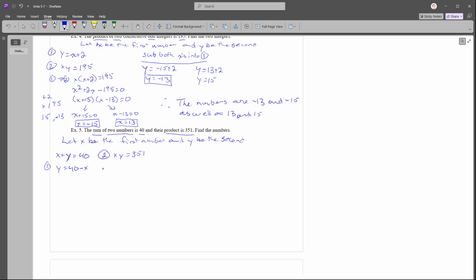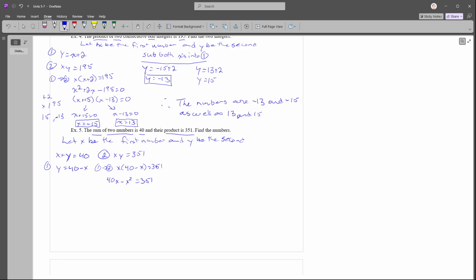Well, let's substitute our 1 into 2. So we end up with x times 40 minus x is equal to 351. So let's multiply that through and distribute. So we end up with 40x minus x squared is equal to 351. Now, if this were a problem where we were trying to find a maximum or minimum, this is where we would put it into the vertex. But we're not trying to find the maximum or minimum. We're trying to find the actual numbers themselves.